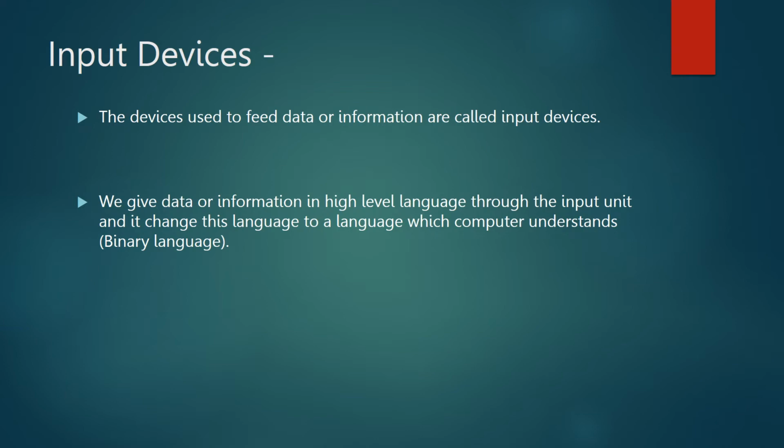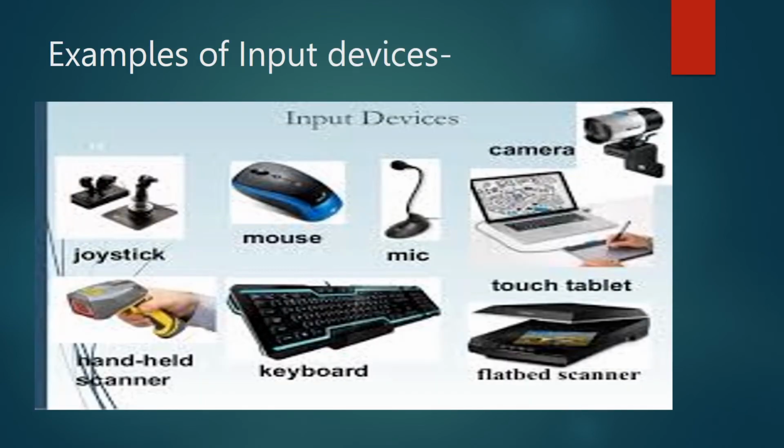Input devices. In your previous classes, you have already studied about input devices. The devices used to feed data or information in the computer are called input devices. We give data or information in high level language through the input units, and it changes this language to the language which computer understands. That language is known as binary language. So here are some examples of input devices like joystick, mouse, mic, camera, touch tablet, flatbed scanner, keyboard, and handheld scanner.